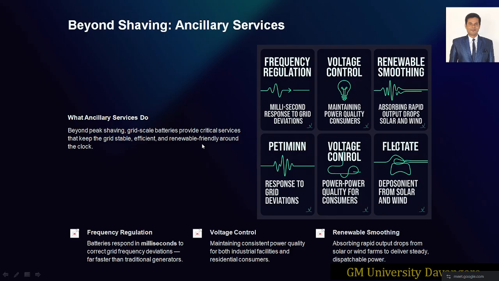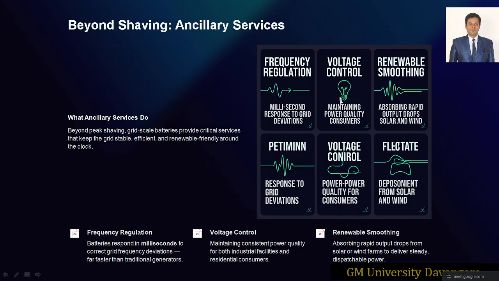Okay, beyond the shaving, what else can you do? You can assist, help, or maintain, or else you can support the main things. What are the main things you can support here? One thing is that beyond the shaving, when you have storage of energy, we can regulate the frequency from the grid or from other grids. That is how we can maintain the frequency regulation.